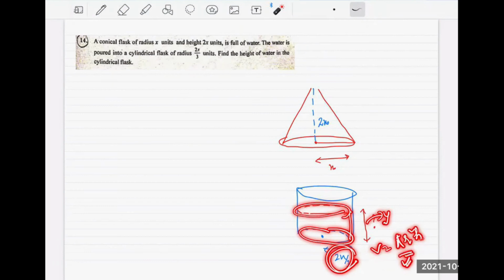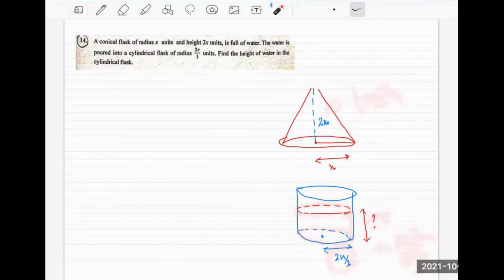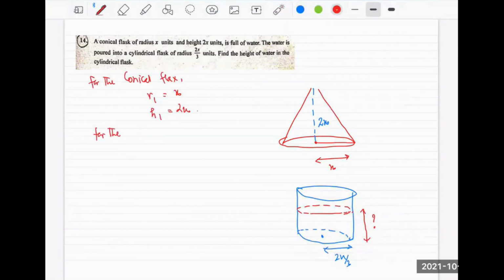We will find it using this. In this one, what's the volume? 1 by 3 pi r square h. But the radii are different. You have to write different radius, different height. So for the conical flask, what is the radius? Let me write R1. R1 is x. What about the height? I'm using H1. And what about the cylindrical flask? For the cylindrical flask, how much is the radius? The radius is given as twice x divided by 3.